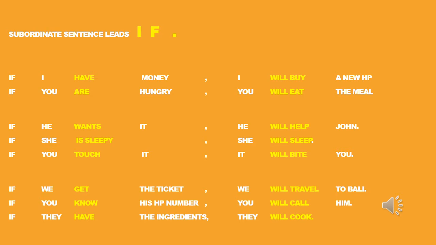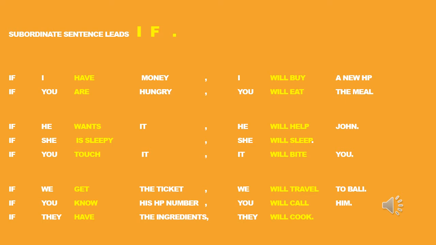Okay, if I have money, I will buy a new handphone. If you are hungry, you will eat the meal. If he wants it, he will help John. If she's sleepy, she will sleep. If you touch it, it will bite you. If you get the ticket, we will travel to Bali. If you know his handphone number, you will call him. If they have the ingredients, they will cook.